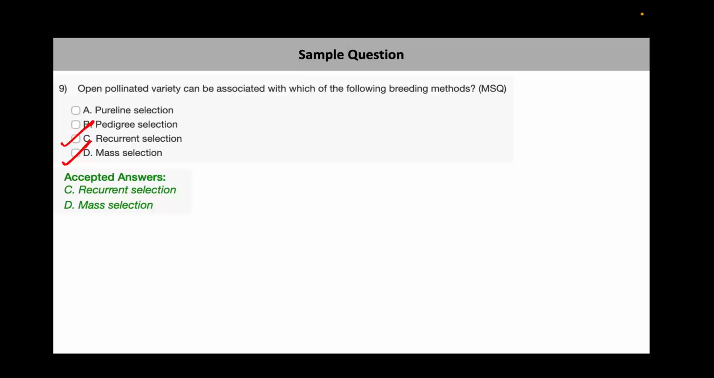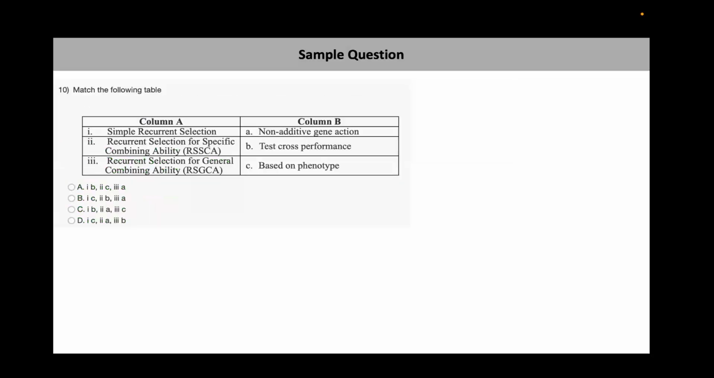Okay. So the last question is match the following. In column A, you have simple recurrent selection, recurrent selection for specific combining ability, and recurrent selection for general combining ability. And column B is non-additive gene action, test cross performance, and based on phenotype. We have discussed all these three. I hope it will be easy for you to solve. I'll give you 2 minutes. Please try solving it.